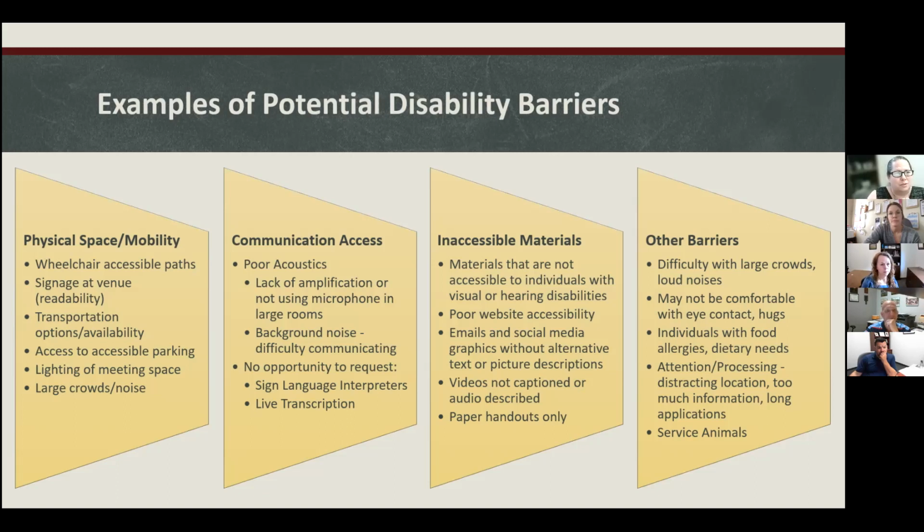I love when I talk to students and they say, well, I tried to go to the meeting, but I couldn't find the room. I couldn't read the signs in the building. So how accessible is that physical space?